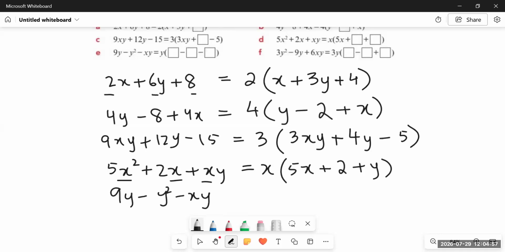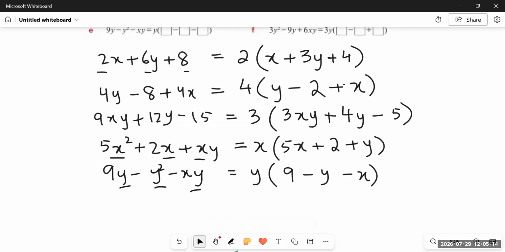Then we have 9y minus y square minus x. Again, no coefficient in common between 9, 1, and 1. But between y, y square, and y, y is in common. So we'll open up the bracket and are left with 9 minus y minus x.